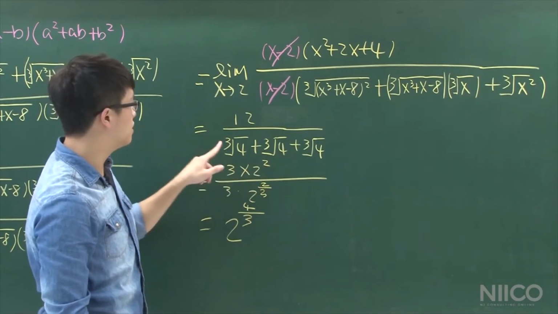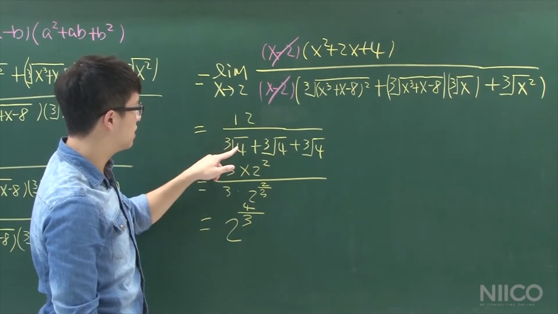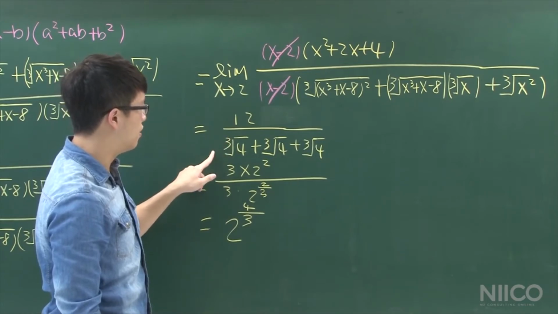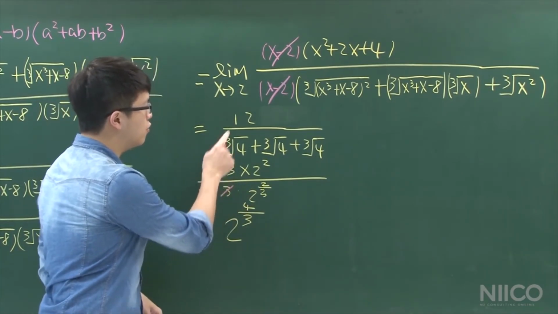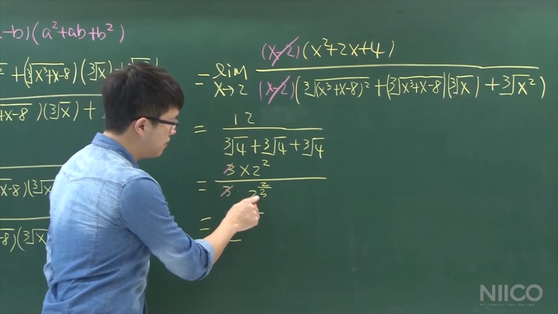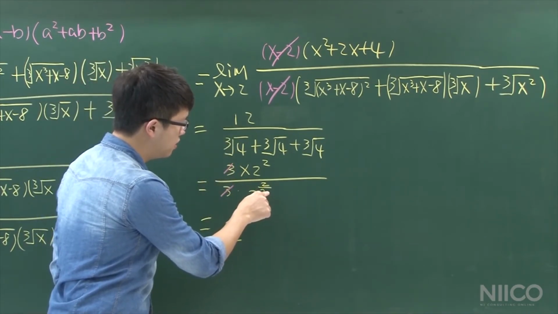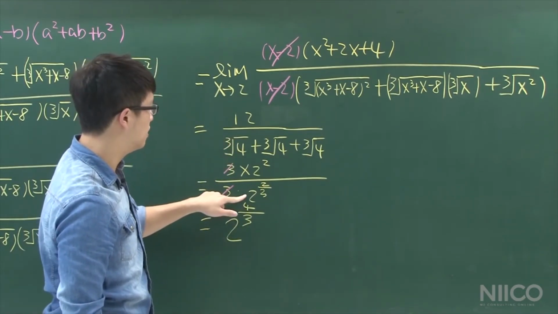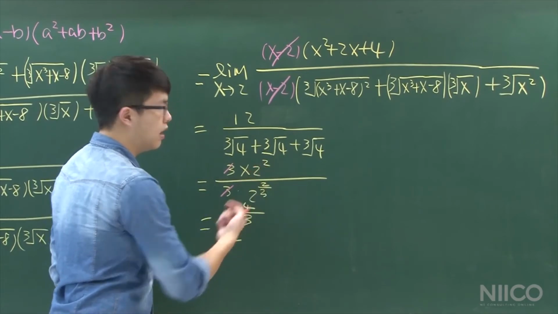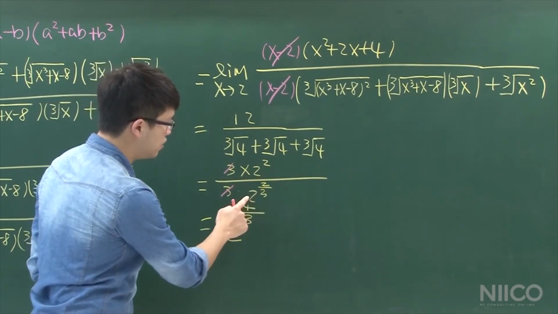We can simply substitute x with 2, and we see that the numerator is 12, and the denominator is the third root of 4 plus the third root of 4 plus the third root of 4. So this is equivalent to 4 divided by the third root of 4. And after some reduction, we can see that the answer is just 2 to the power of 4 over 3. And that is the answer of this problem.